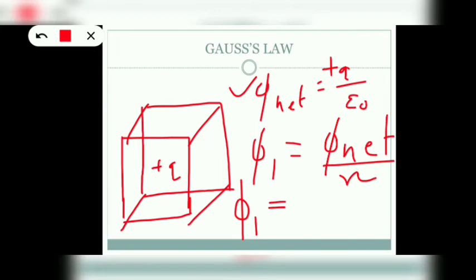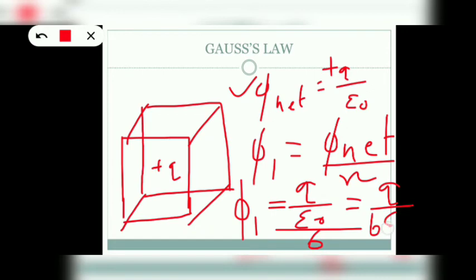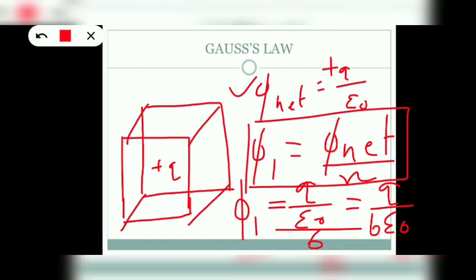So what will be the total flux passing through any one face of the cube? It will be phi net by n. What is phi net? Phi net is Q by epsilon naught, then divided by n. N means the number of faces. How many faces are there for a cube? 6 faces. So the expression will be Q by 6 epsilon naught. So this expression is very important. This helps us to calculate the electric flux passing through any one face of the structure. For that you need to divide the flux passing through the whole body by the number of faces for that particular body.